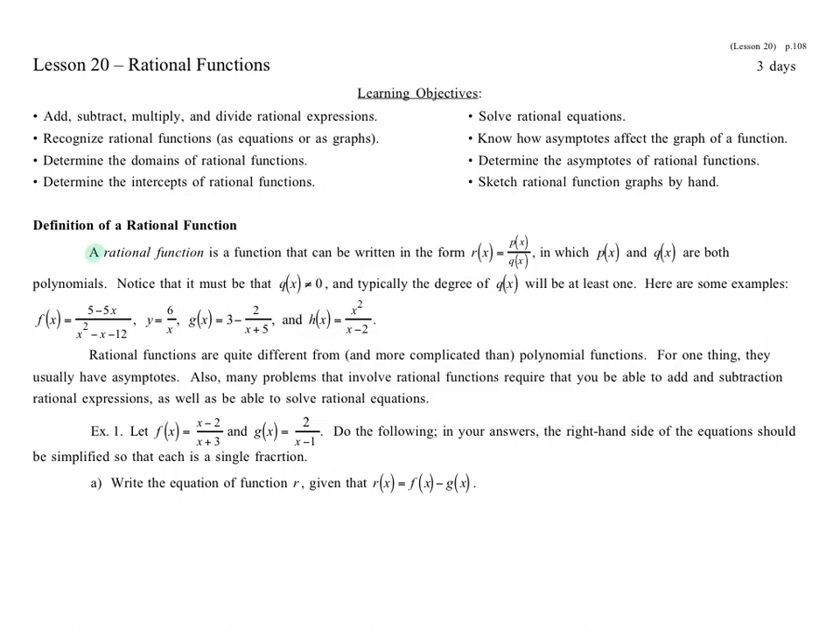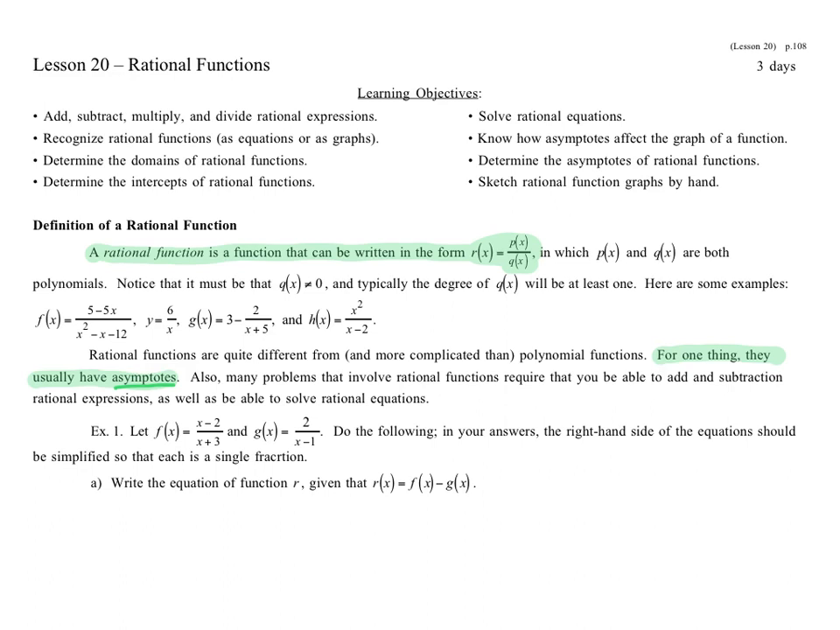Now, a rational function is a function that can be expressed as one polynomial divided by another polynomial. So here are some different examples of rational functions. Since fractions are involved, it's not surprising that rational functions are going to be a little more complicated than polynomial functions. For one thing, rational functions usually have asymptotes.